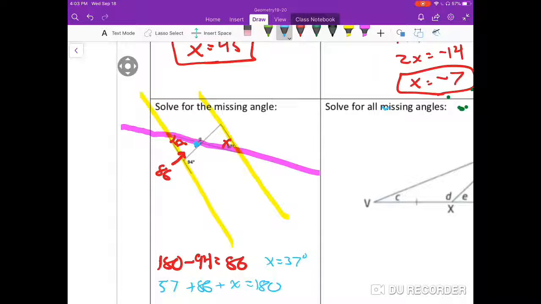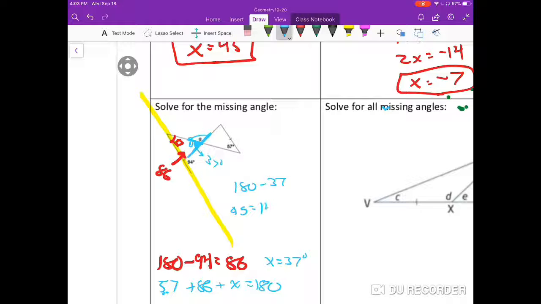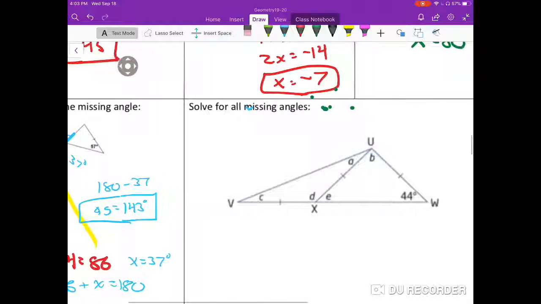So I'm going to erase some stuff so you can see what I'm talking about. So this angle here, this guy, is 37 degrees. And I know that that's a linear pair with angle G. So to find G, we can do 180 minus 37. We can get angle G is equal to 143 degrees. Okay, that one's a little tricky, a lot of work for that one. We'll actually learn an easier way to solve for that in the next video.